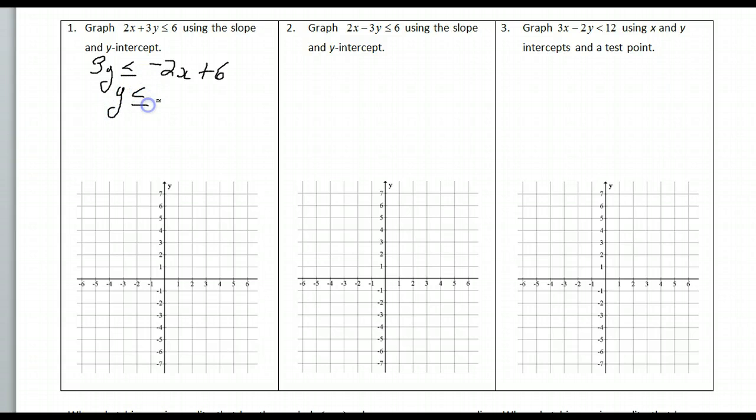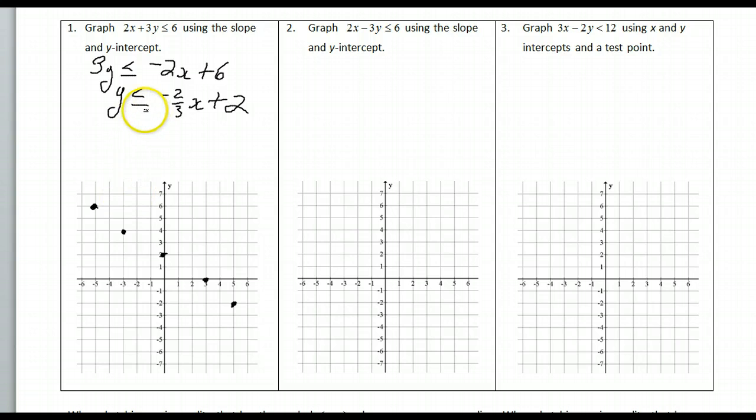y is less than or equal to negative 2/3 x plus 2. So if I want to graph this line, I have a y-intercept of positive 2. I have a slope of negative 2/3, rise over run, go down 2, right 3. I like to put as many points as I can, so I can also think of this as positive 2 over negative 3. Go up 2, go left 3.